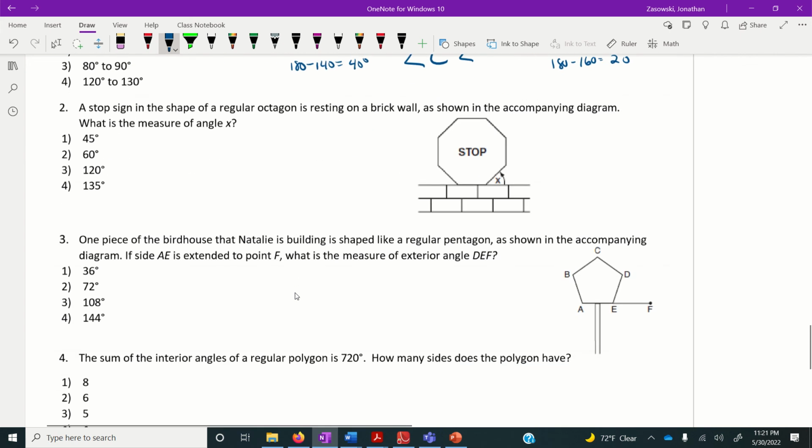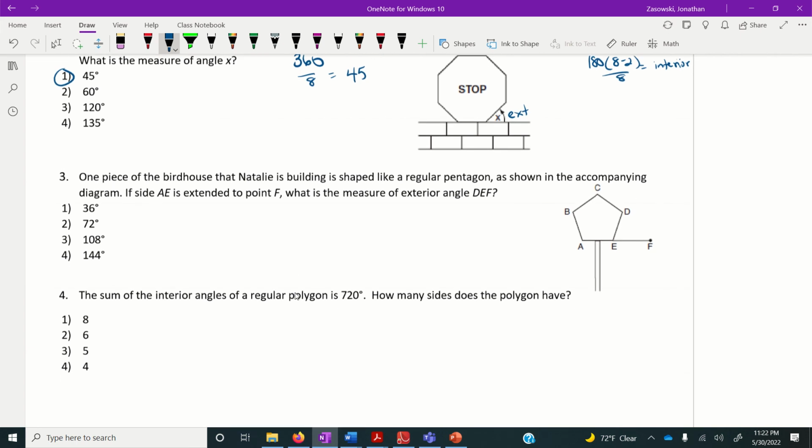All right, next one. Regular octagon sitting in a brick wall. What is the measure of angle x? This is an exterior angle, so we know that 360, if we divide it by the number of angles, or the number of sides, 1, 2, 3, 4, 5, 6, 7, 8, it's an octagon. So 360 divided by 8, and this is going to be 45 degrees. If we were wondering about the interior angle, we could have done 180 times 8 minus 2, over 8.